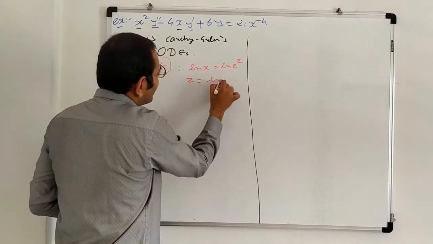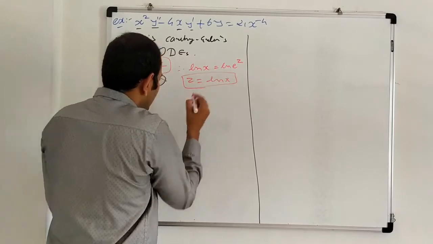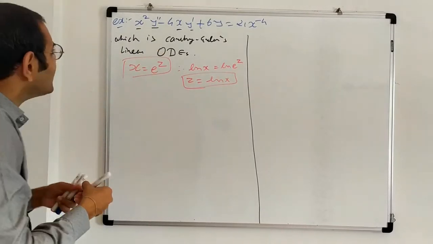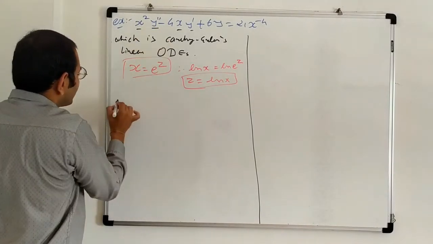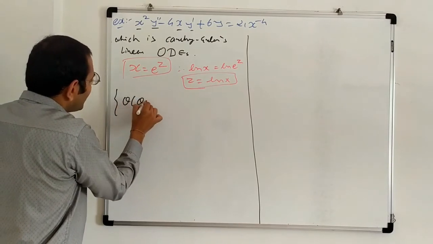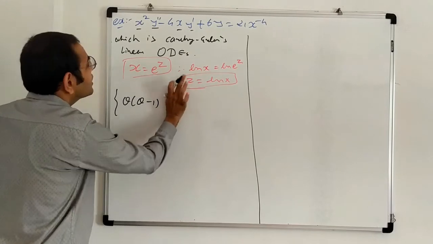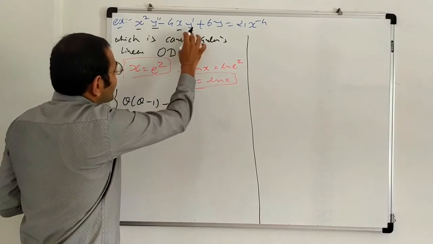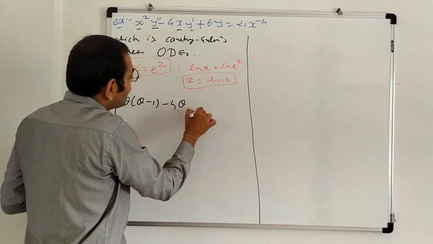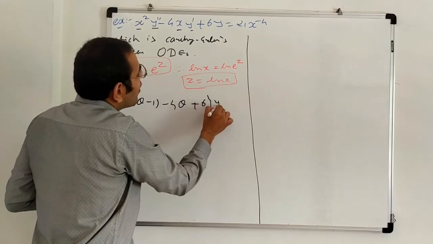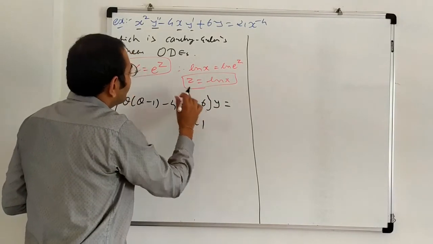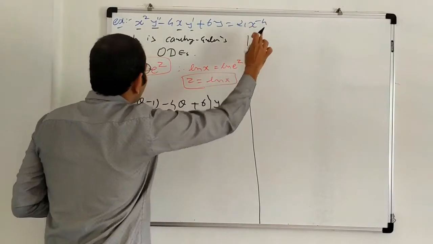Then we get z equal to ln x. Now, in this method, two times differentiation. Then we replace theta minus 1 into y, which is common, minus 4 as it is x into y. Then we get theta into y plus 6y common, 21. Here x raised to minus 4.